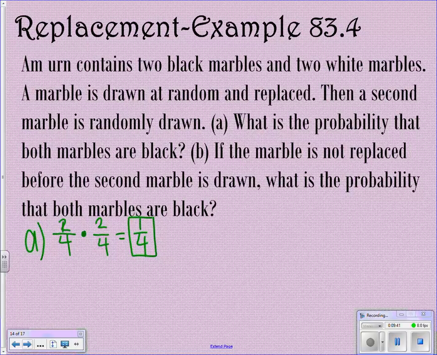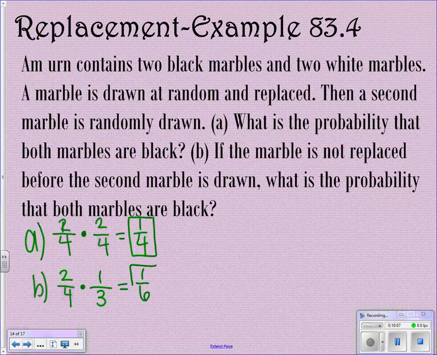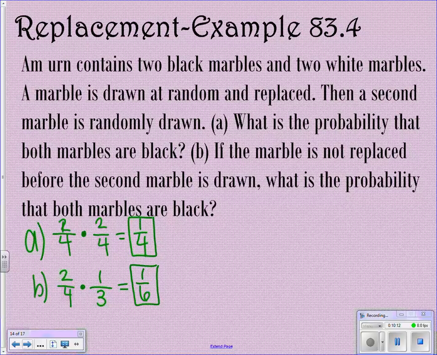Now for the second one. The first draw is still 2/4 because we had 2 black marbles and we had 4 marbles total. But we drew a black marble the first time and then it is not replaced. So now we only have 3 marbles and it wants it to be black. Well, we already took one of the black marbles, so we only have one left. So 1/2 times 1/3 is 1/6. Now we only have a 1 in 6 chance of getting 2 black marbles. Okay, so that's how replacement would affect your answer.